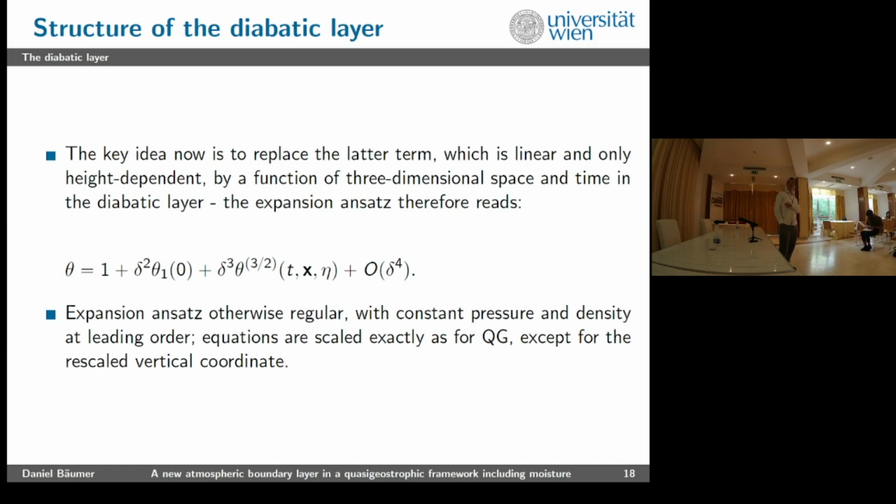Right, as far as the other variables are concerned, there's nothing too special about the expansion ansatz. And of course we have, since this is a boundary layer for the QG flow, constant pressure and density at leading order. Right, so the equations otherwise are exactly the same, except for the shifted orders of individual terms that have derivatives by the vertical coordinate, but I don't think we need to look at them again explicitly.